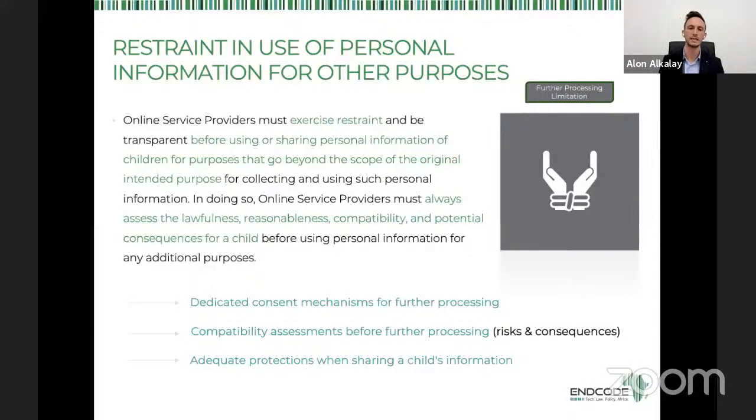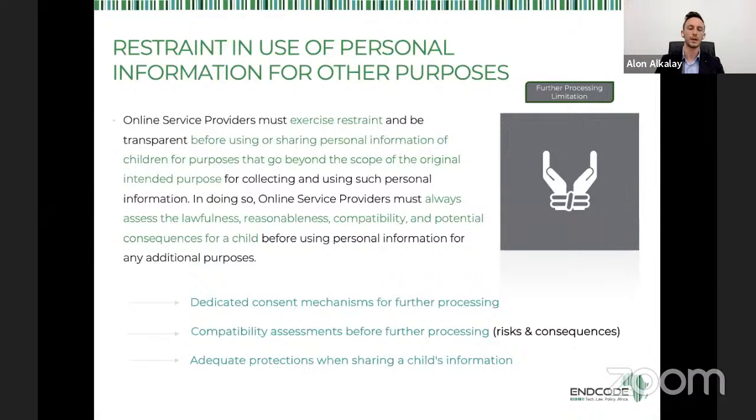And online service providers really need to hold themselves back in using information of children for other purposes. They must also always assess the lawfulness, reasonableness, compatibility, and potential consequences for a child before using such information for other purposes. Now, when OSPs consider how to adhere to this guideline, we're asking them to consider dedicated consent mechanisms for further processing. The reason we say that is because in South African law, if you get consent to further process, then you can, and that's it.